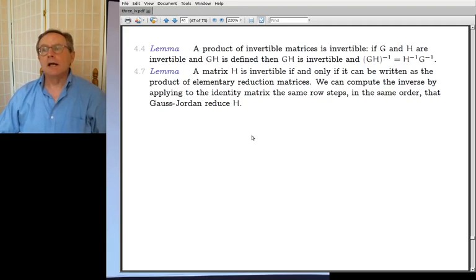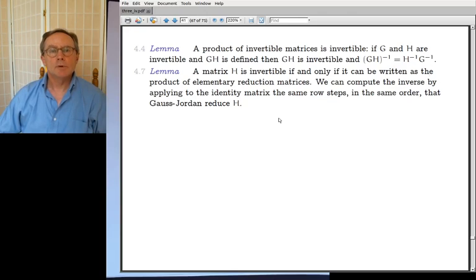Okay, and then finally I'm at the result that I want to get at. The result that tells you how to compute the inverse of a matrix. So a matrix H is invertible if and only if it can be written as the product of elementary reduction matrices, and then here's the part that we're going to focus on today. We can compute the inverse by applying to the identity matrix the same row steps in the same order that you use to Gauss-Jordan reduce H. So this says how to compute the inverse, so we're keen because we want to get the answers. In the back of the book, that's always interesting, finding the answers.